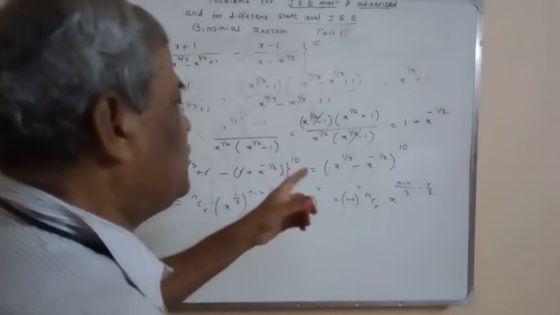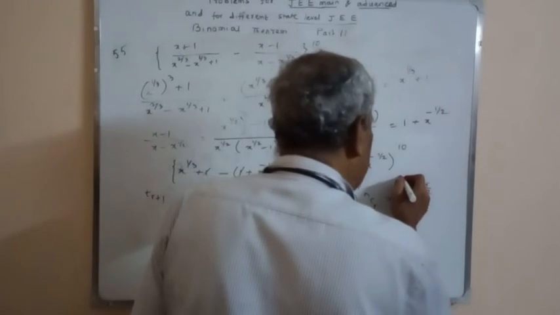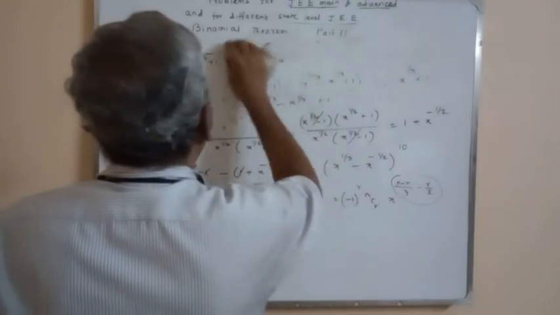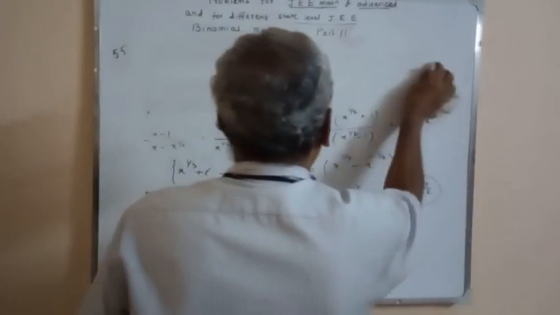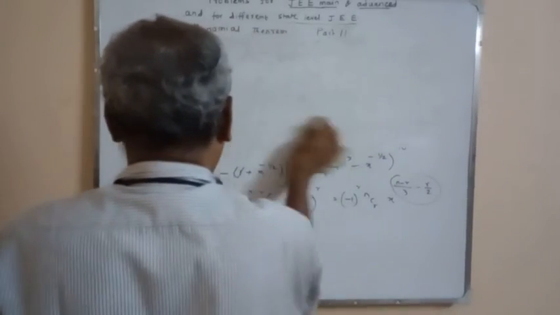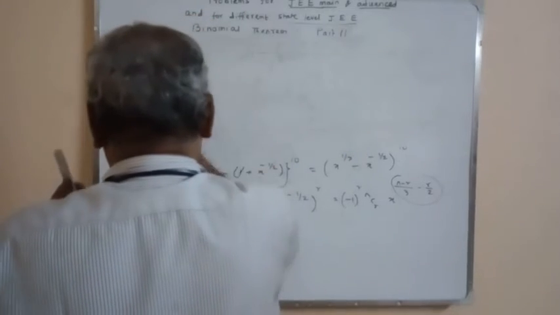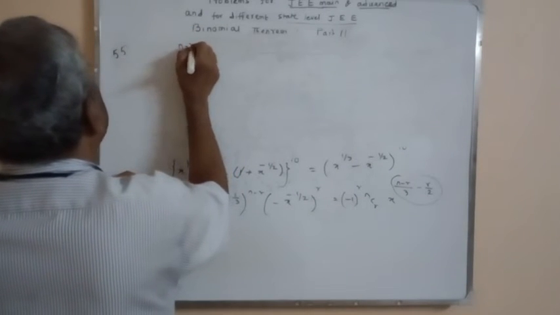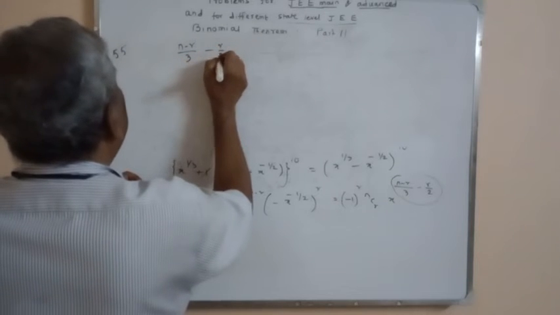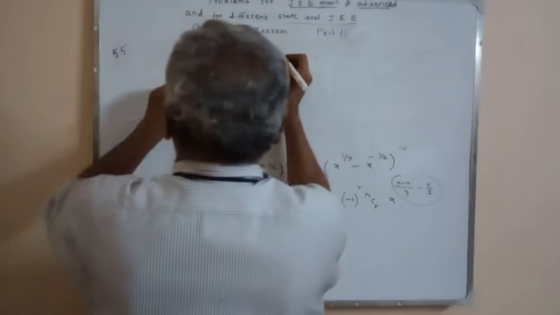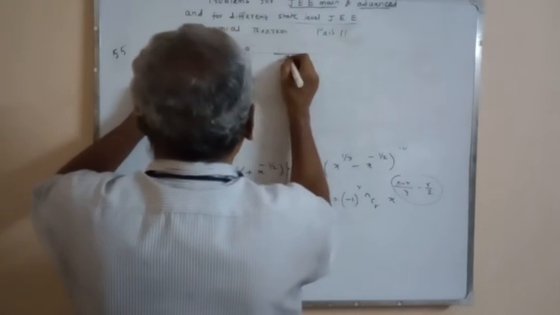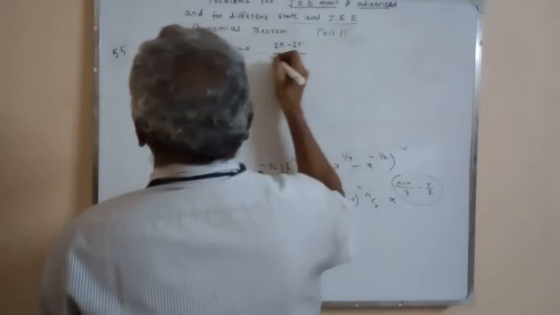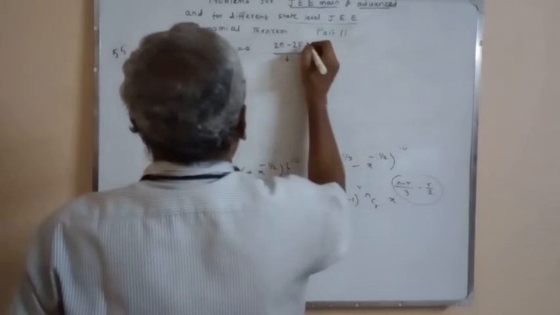Now we assume that this is independent of x. So this must be 0. That is, we get n minus r by 3 minus r by 2 is equal to 0. That is, adding them, 6, 2n minus 2r minus 3r.